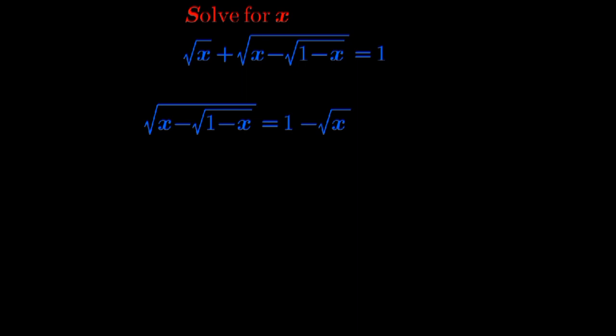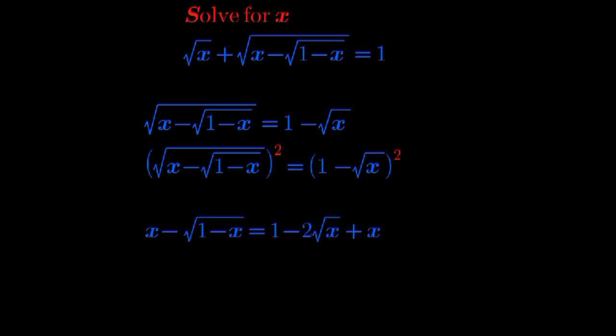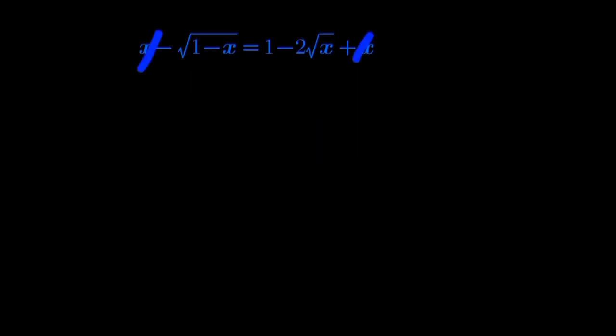Now the next step is trying to get rid of the square root at the left hand side of the equation by squaring both sides. So this will give us x minus the square root of 1 minus x is equal to 1 minus 2 square root of x plus x. Now this x can cancel this x, and we'll be left with minus the square root of 1 minus x is equal to 1 minus 2 square root of x.